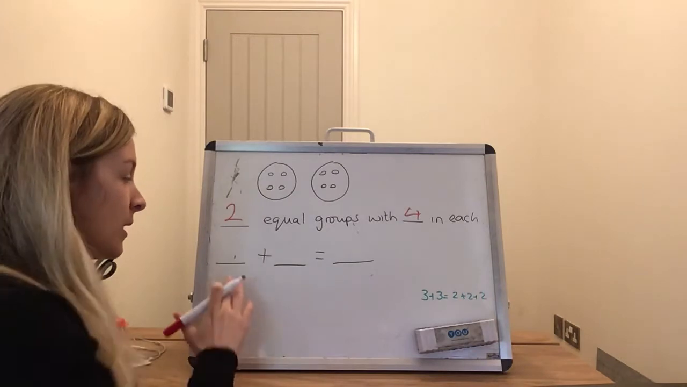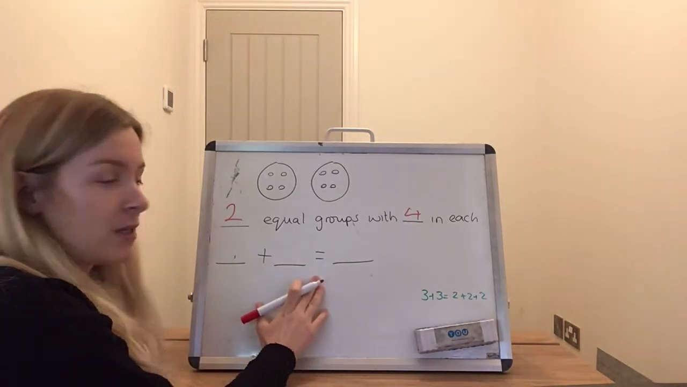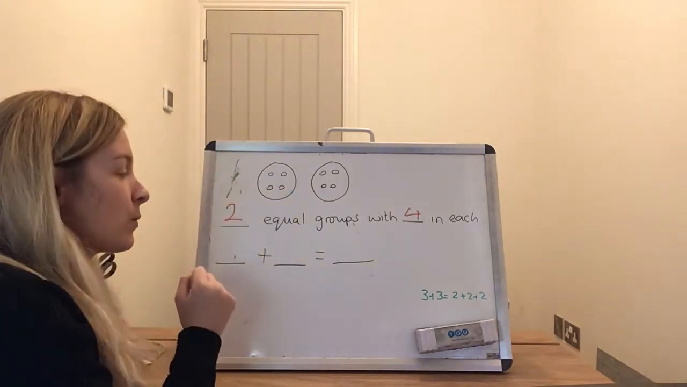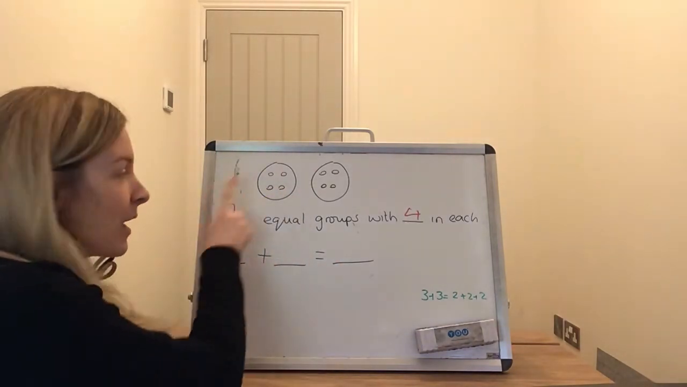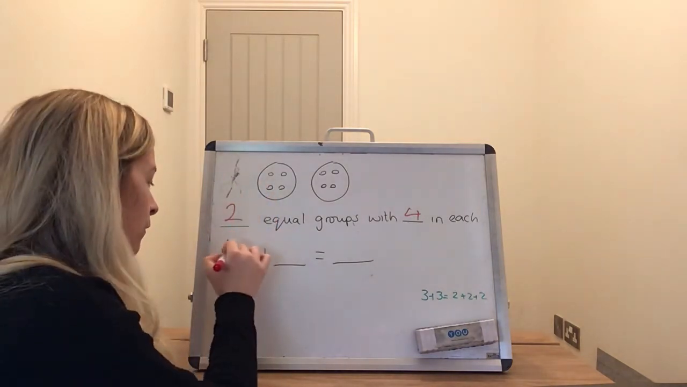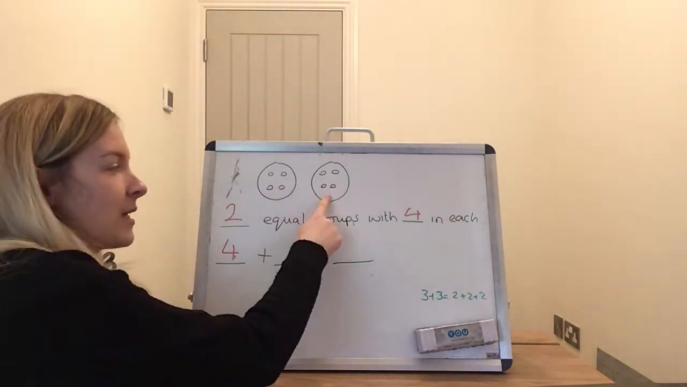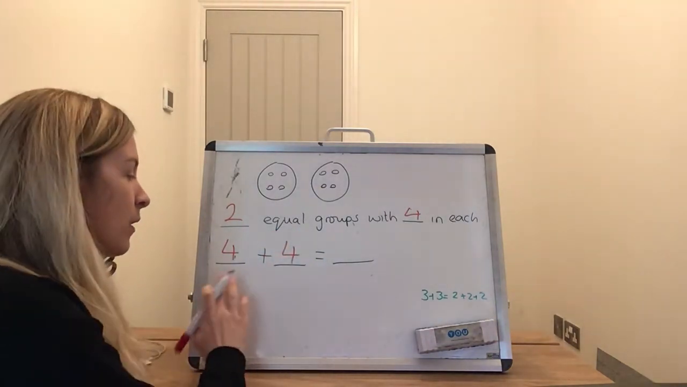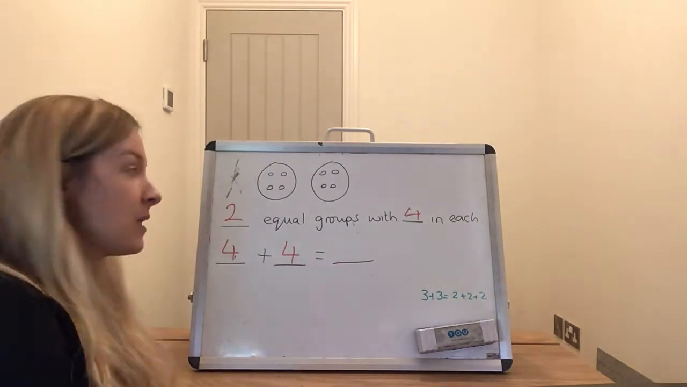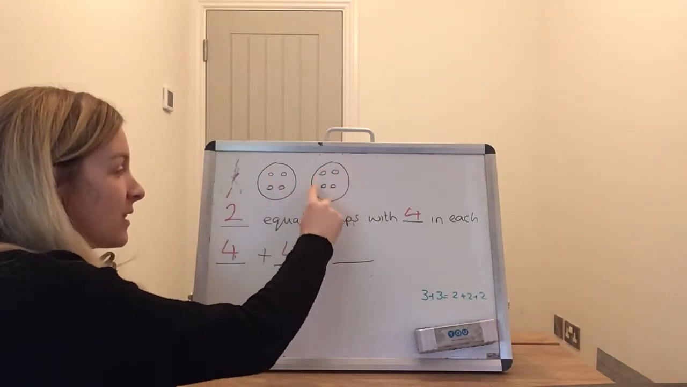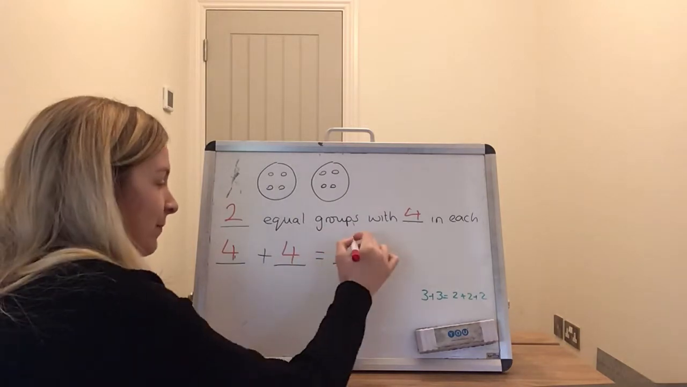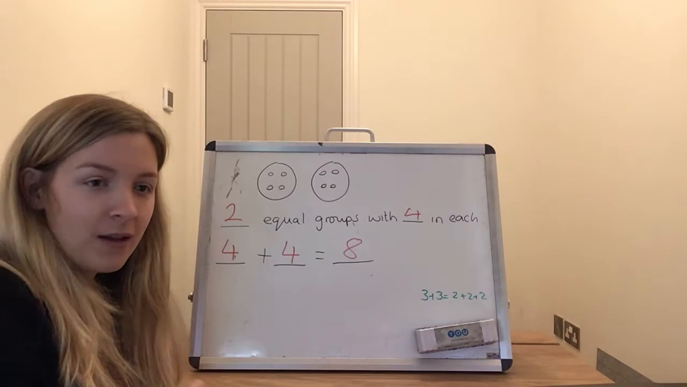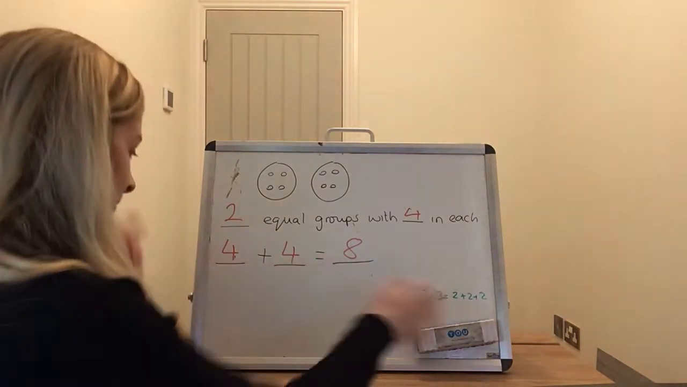So, now we come to writing our number sentence. We need to add together what's inside these groups to find out what the total is. So how many is here? Four. And how many is here? Four, of course, because they're equal groups. Four and four is 5, 6, 7, 8. Okay? 4 and 4 is 8. Okay? Let's have a look at another one.